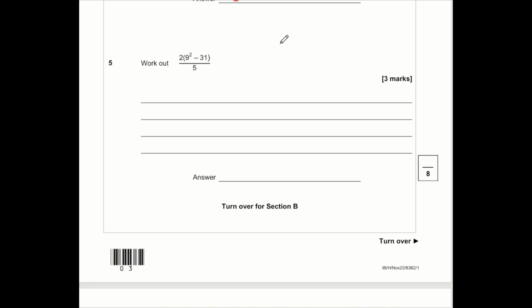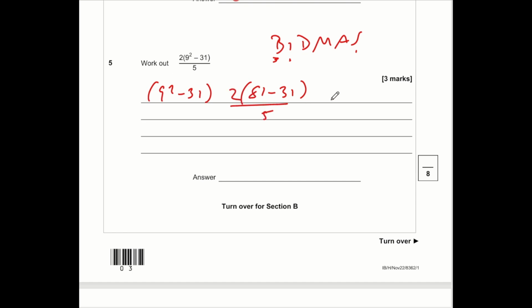Question number 5. This question here is testing our understanding of BIDMAS. So we have brackets. So we need to do the 9 squared minus 31 first. Now inside the brackets we have subtraction, but we also have indices. So we need to do the 9 squared first. Well, 9 squared means 9 times 9. So that is 81 take away 31. And that's going to have the 2 in front of it, and that's going to be over 5. So now we can do the brackets.